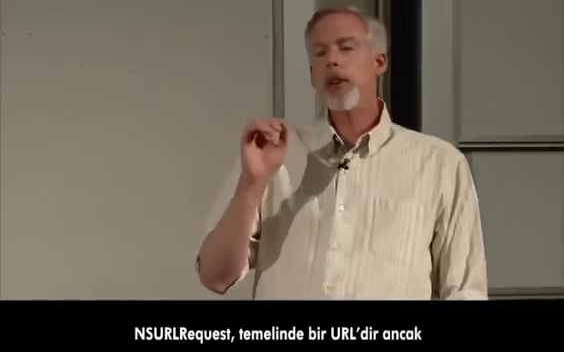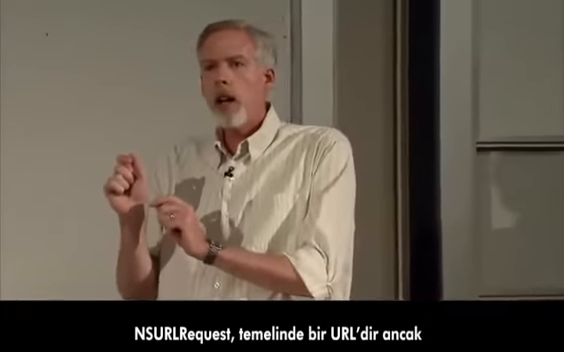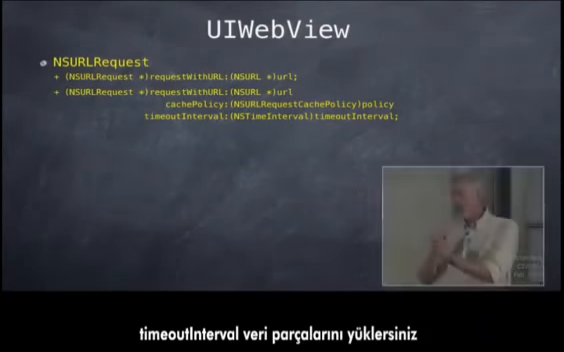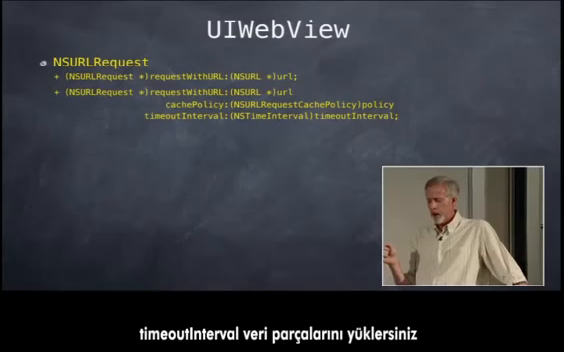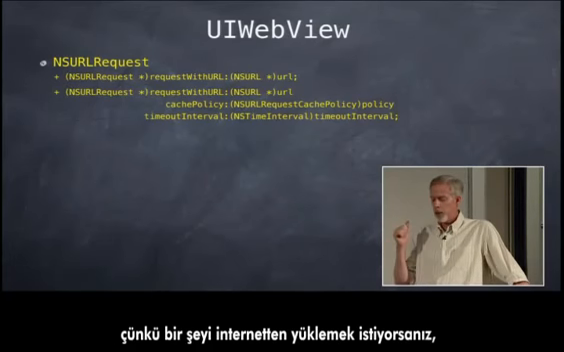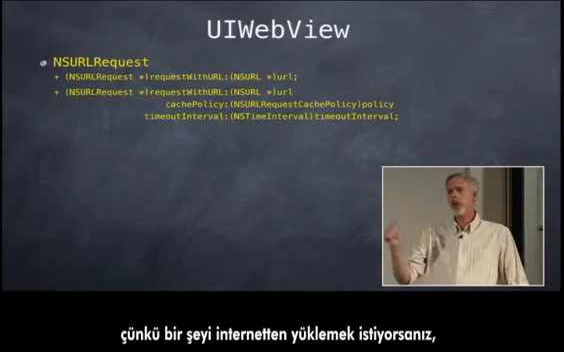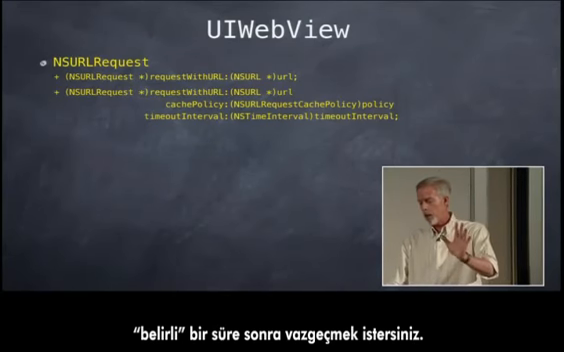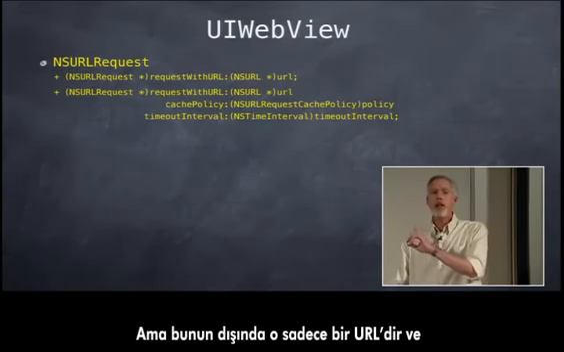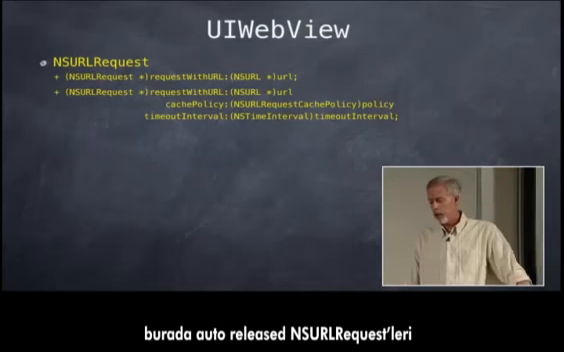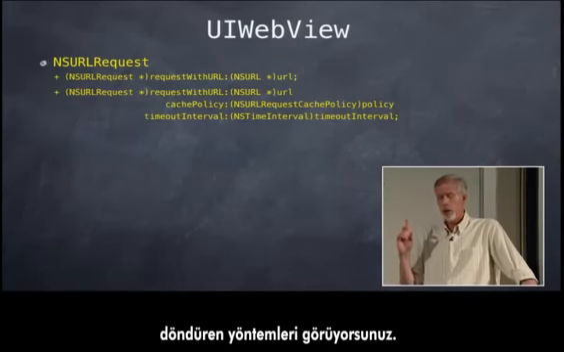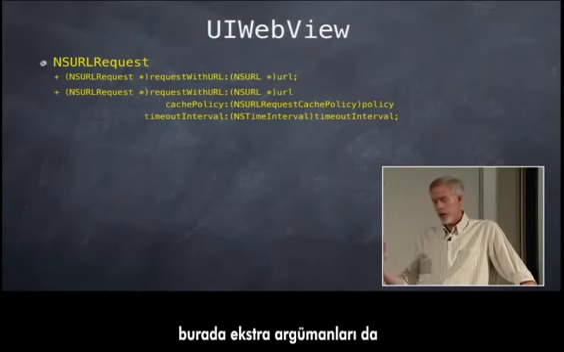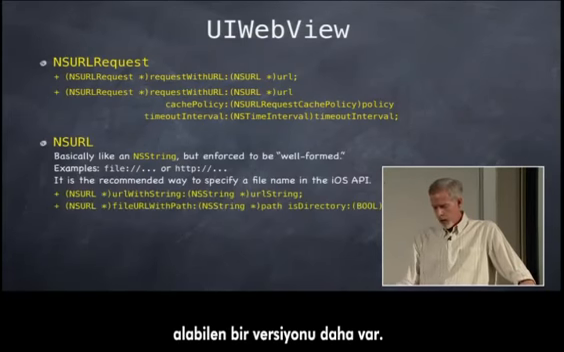So NSURLRequest is basically just a URL, but you add 2 other pieces of data, which is the URL request cache policy and also the timeout interval. Because if you're loading something off the internet, you might want to give up after a certain time. But otherwise, it's just a URL. And you can see that the class methods here, which return autoreleased NSURLRequest, by the way, take a URL, and then there's a version that takes these extra arguments if you want.